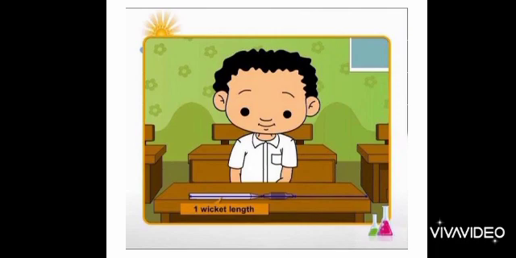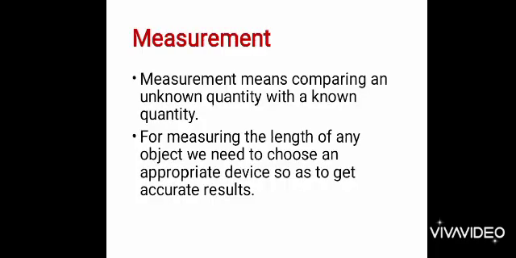This is done by using a term called measurement. Measurement means comparing an unknown quantity with a known quantity. For measuring the length of any object, we need to choose an appropriate device so as to get accurate results.